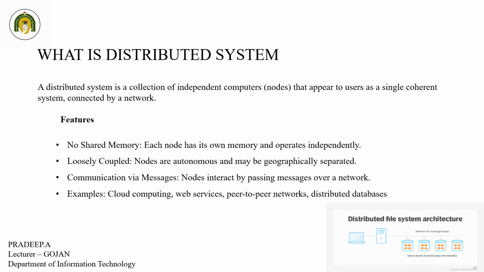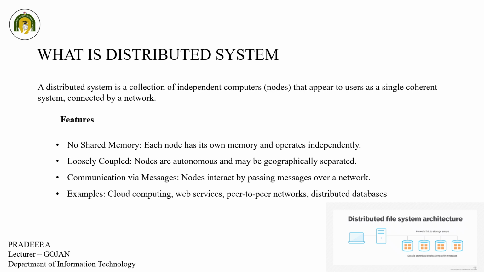So, the next subtopic is: what is a distributed system? A distributed system is a collection of independent computers or nodes that appears as a single coherent system, connected by a network. Some of the features related to distributed systems are: no shared memory. Each node has its own memory and operates independently. Loosely coupled.